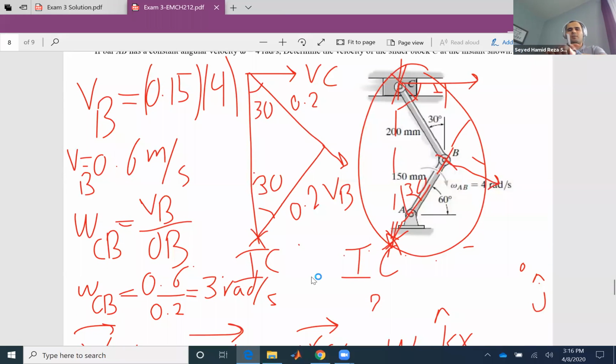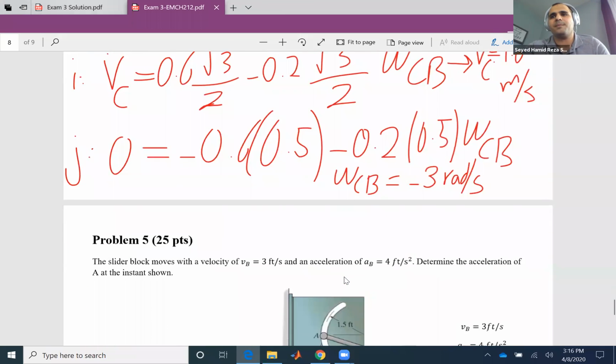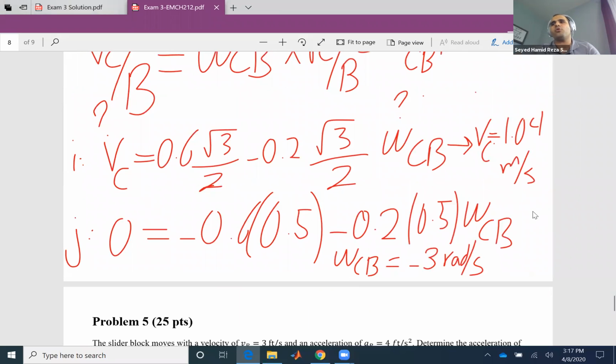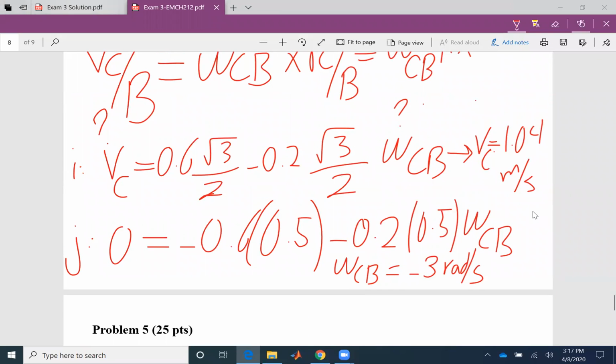Any question about this problem? One thing, what was the velocity of C found to be? Velocity at C, 1.04 meter per second. Okay, thank you. Sure.